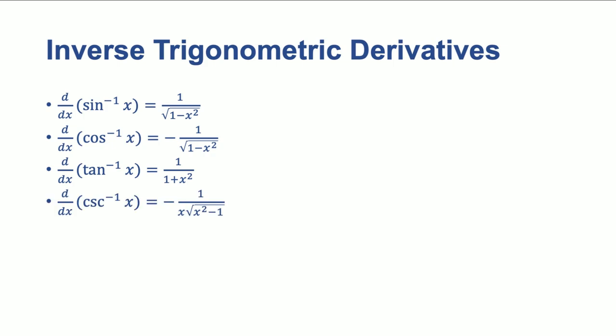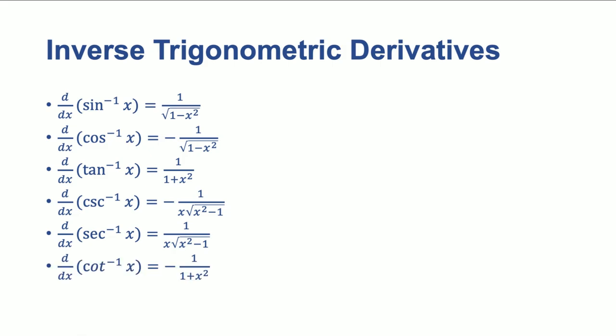The derivative of the inverse cosecant of x is equal to 1 over x times the square root of x squared minus 1. The derivative of the inverse secant of x is equal to 1 over x times the square root of x squared minus 1. And finally, the derivative of the cotangent inverse of x is equal to negative 1 over 1 plus x squared. Similar to what I said about the hyperbolic functions, I think the most important ones to remember here are sine inverse, tangent inverse, and secant inverse.